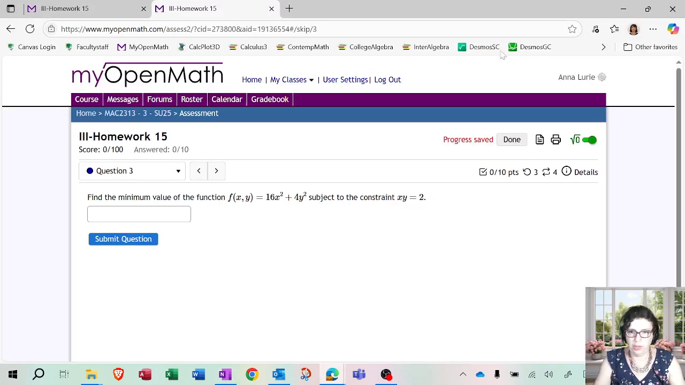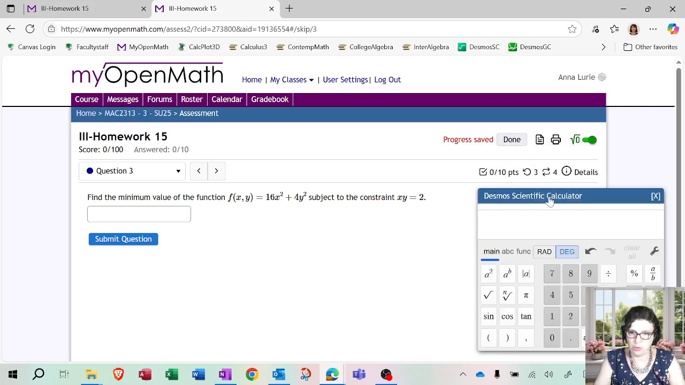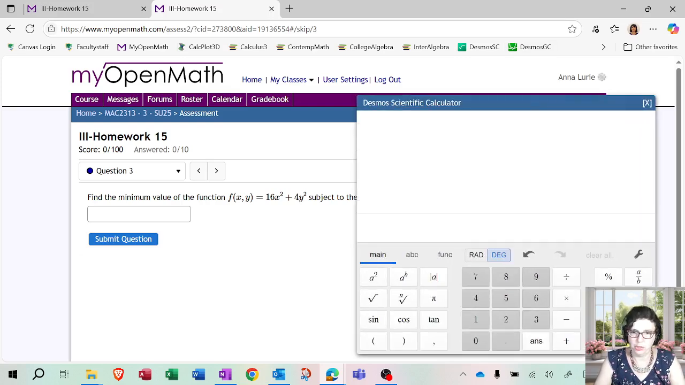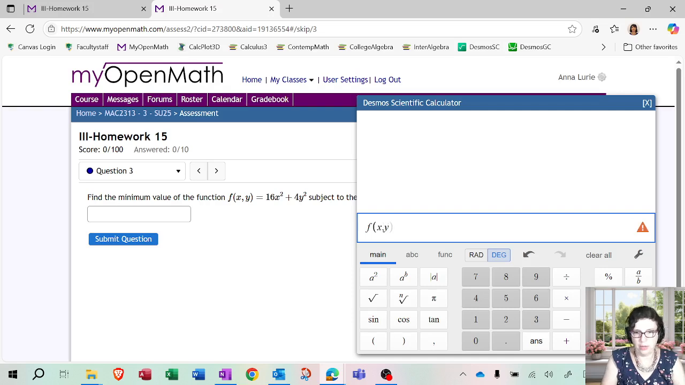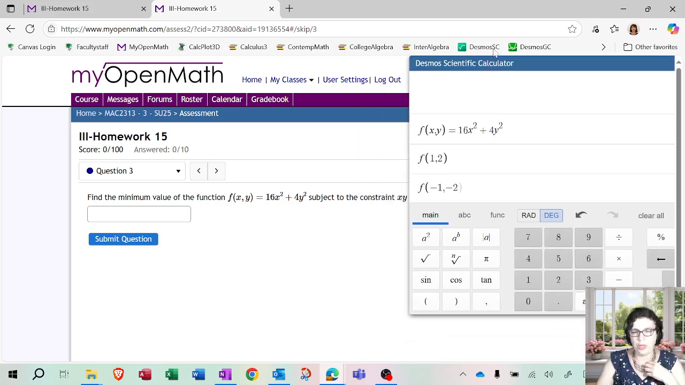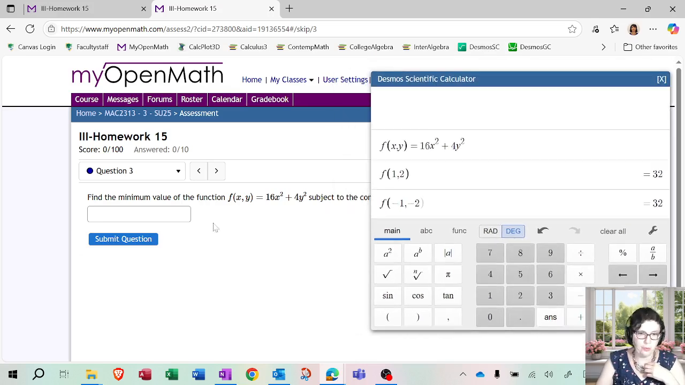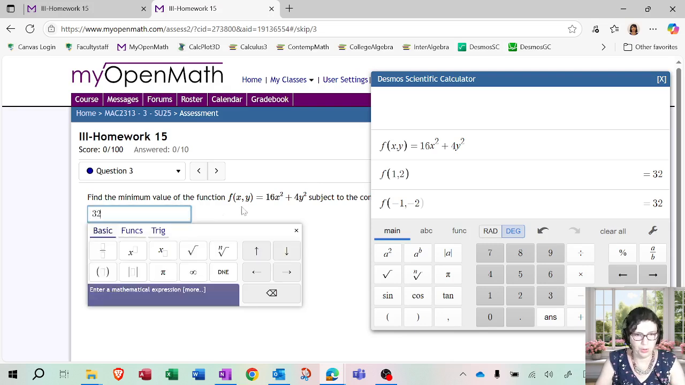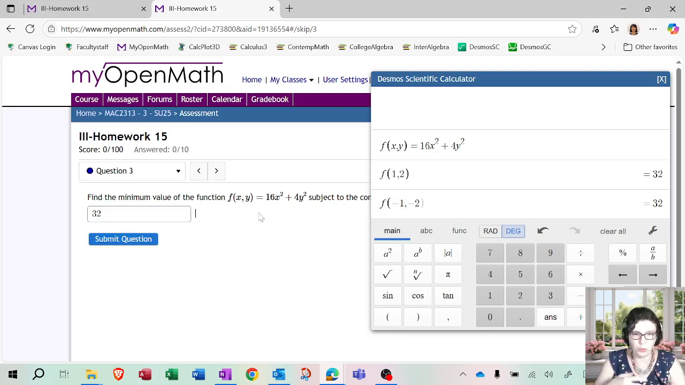Let's go ahead and substitute the points. It'll probably be the same because you're squaring everything here. So we're substituting into our objective function, the one we're trying to maximize or minimize. We got (1, 2), and we also got (negative 1, negative 2), and both of them give 32. So how do we know that this is really a minimum? We already know that it's 32, but why is that a minimum, not a maximum?